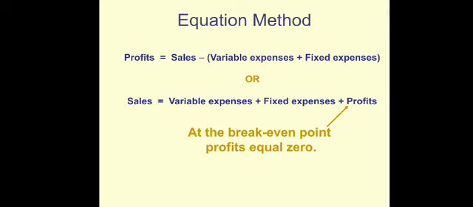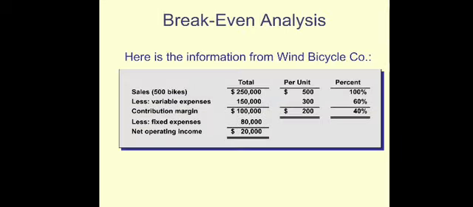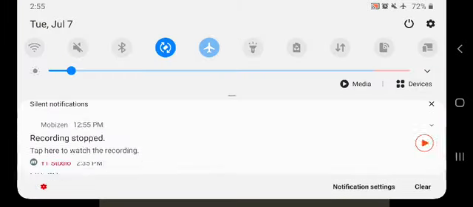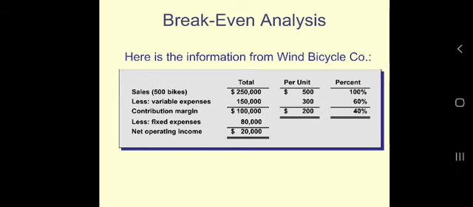Let's see how to use this equation. We use the Wind Bicycle company example, so remember this data. For Wind Bicycle, the price per bicycle is $500, the unit variable cost is $300, and the fixed cost is $80,000. Those are the data.